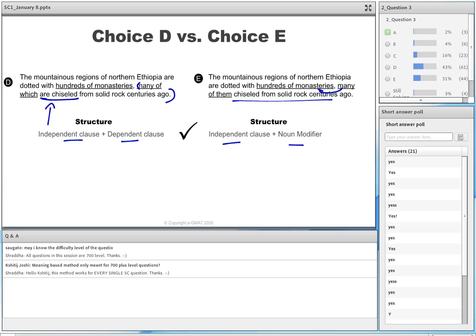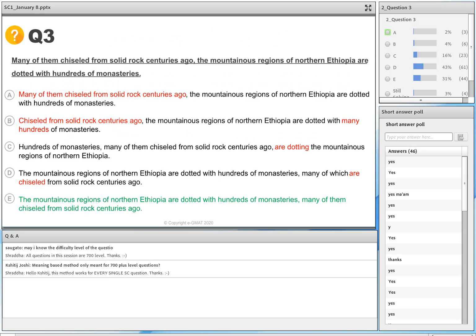Okay, most of you are saying yes. So with this, now we are going to move on to our last question of this session, and that is definitely the most difficult question for this session.